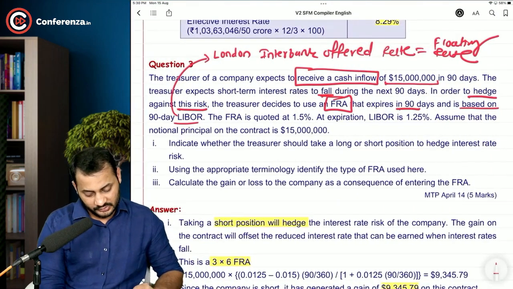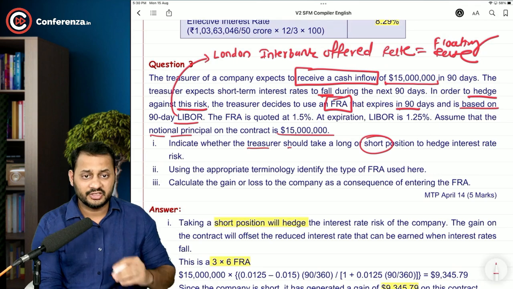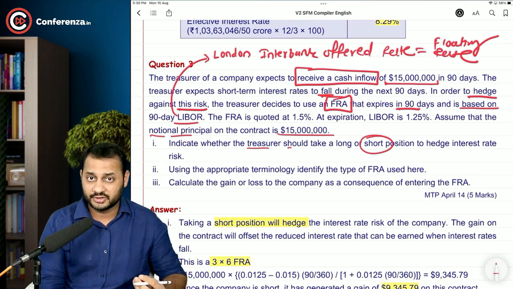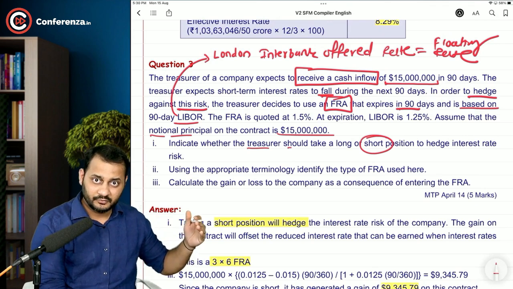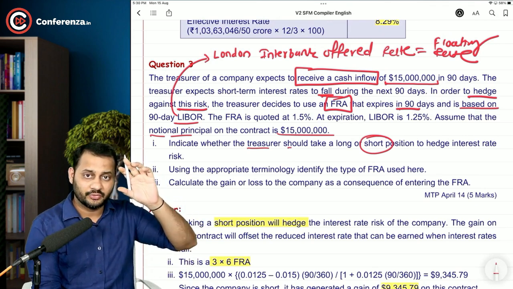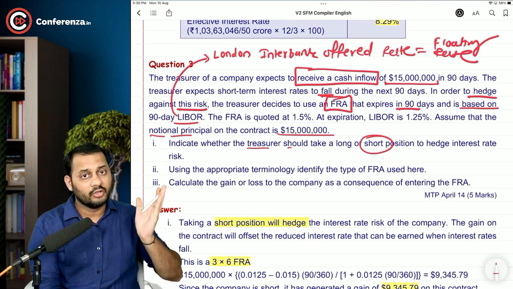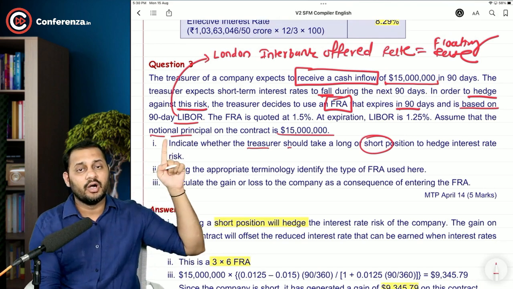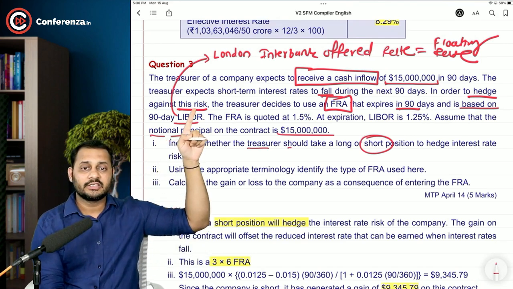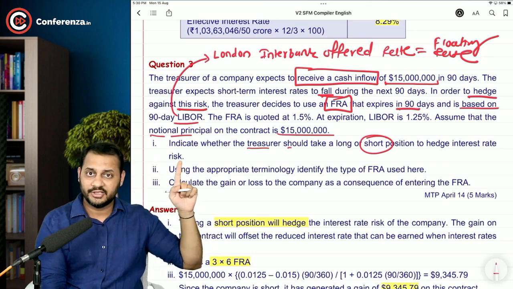Okay. Notional principal 15 million. Indicate whether the treasurer should take a long or short position. It should take a short position. Whenever you expect the interest rate to go down, you should take a sell position today. If something is expected to go up, you should take a long position today. In this case, we are expecting the interest rate to go down. Take a short position today, okay, to hedge.